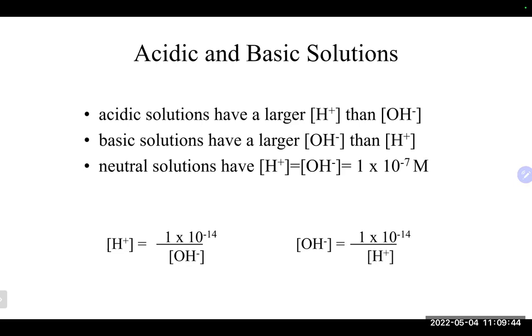It will be basic. And lastly, if you calculate them both to be equal to each other, that means they will both have a concentration of 1 times 10 to the minus 7 molar. It will be a neutral solution. Technically, a neutral solution is at the point where they are exactly equal to each other. And by the way, that corresponds to a pH of 7. Any questions on that there?